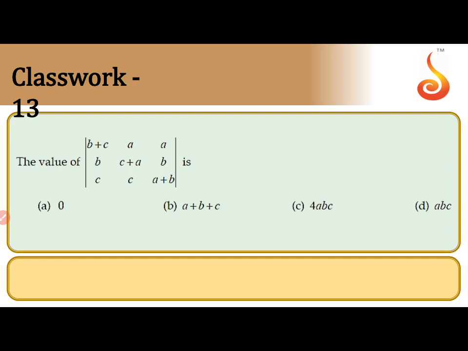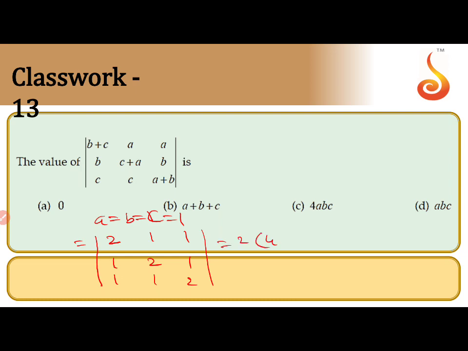In these questions, sometimes the answers are given in terms of a, b, c. When the question is in terms of a, b, c, choose a equal to b equal to c equal to some numbers. For convenience, you can assume a equal to b equal to c equal to 1. The determinant becomes 2, 1, 1; 1, 2, 1; 1, 1, 2. Find the value of the determinant, and verify from the options also.